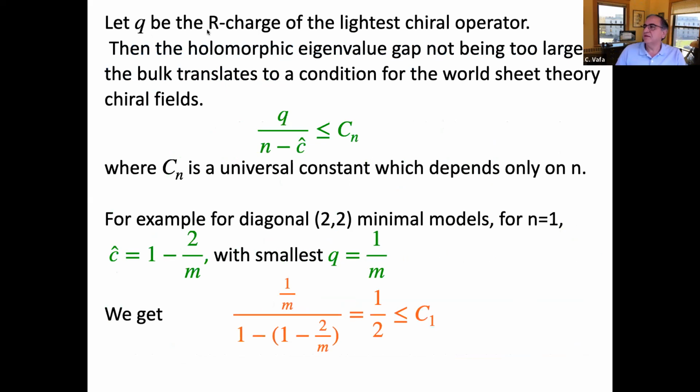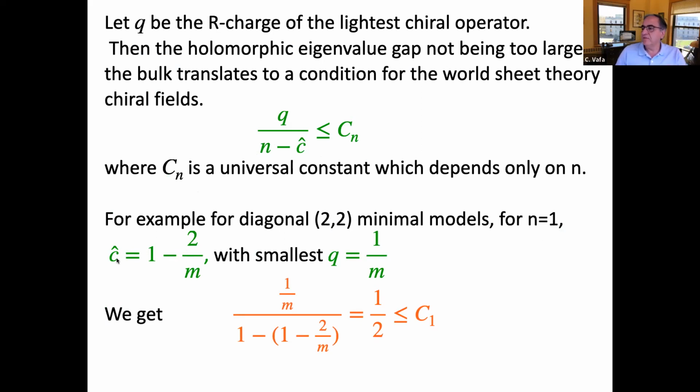So let Q be the chiral operator with the smallest R charge. That gives you the smallest dimension operator. And a simple example I would say is the following. Take for example minimal models, (2,2) minimal models, and in that case the c-hat approaches 1.